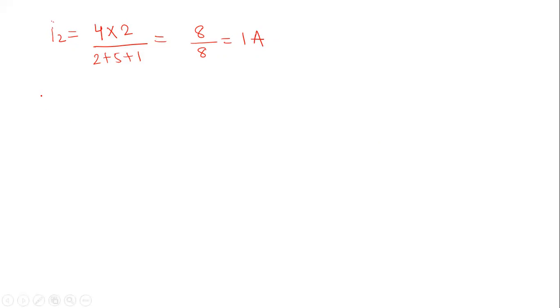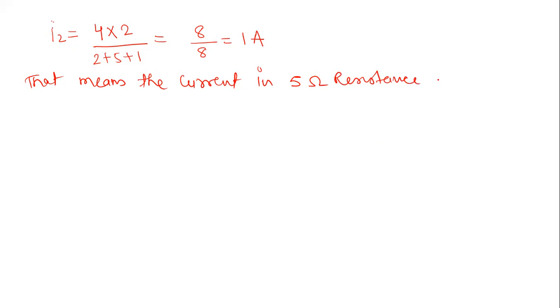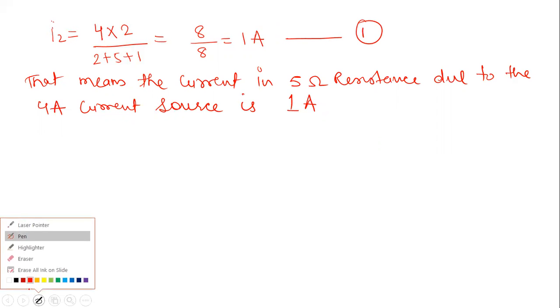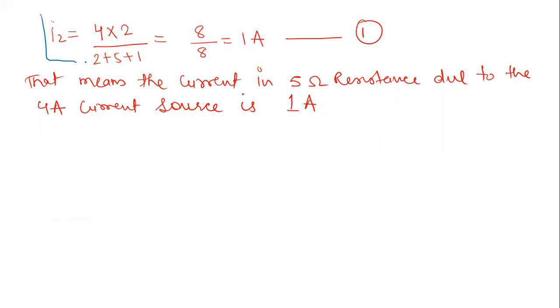So that means the current in the 5 ohm resistance due to the 4 ampere current source is 1 ampere. So mark it as, let us say, equation number 1, for example, and we will highlight this one. I'll box this right now.